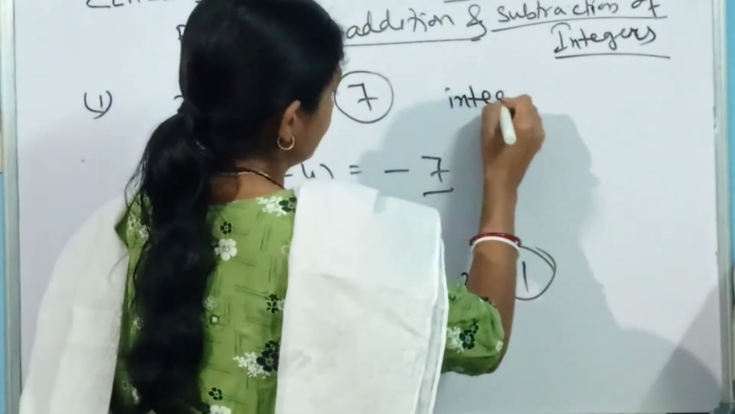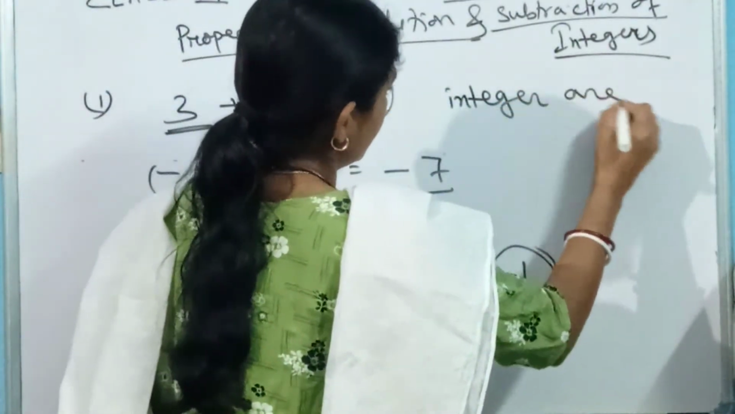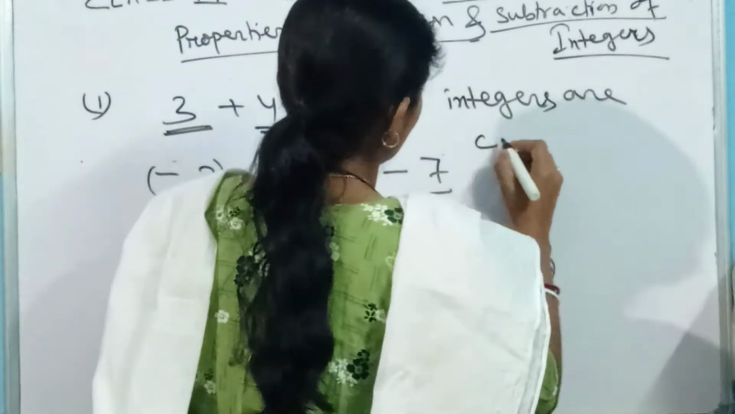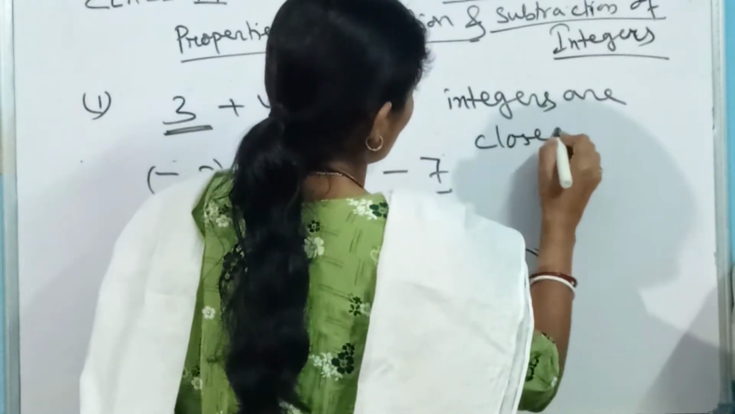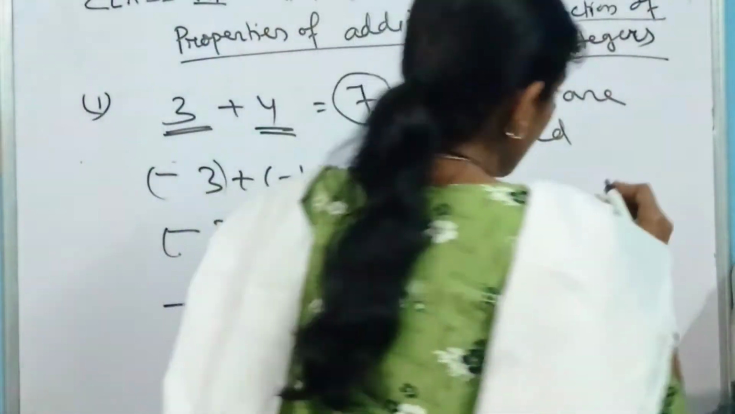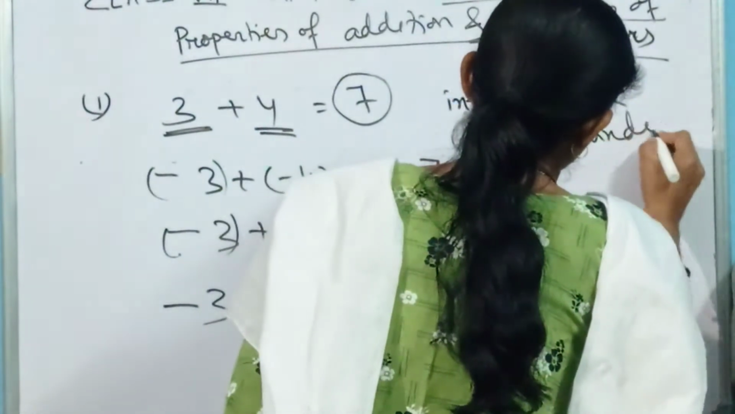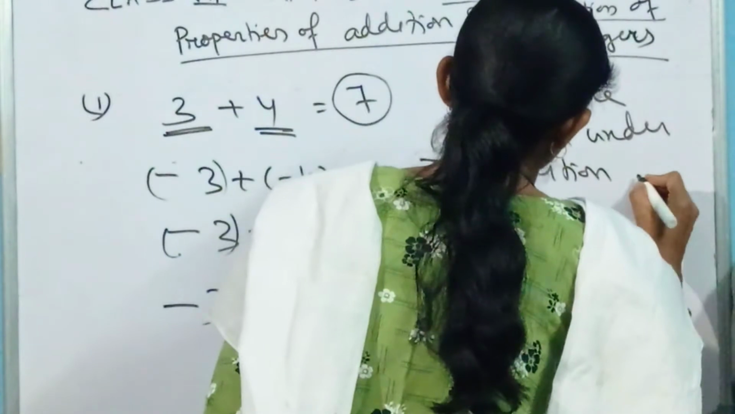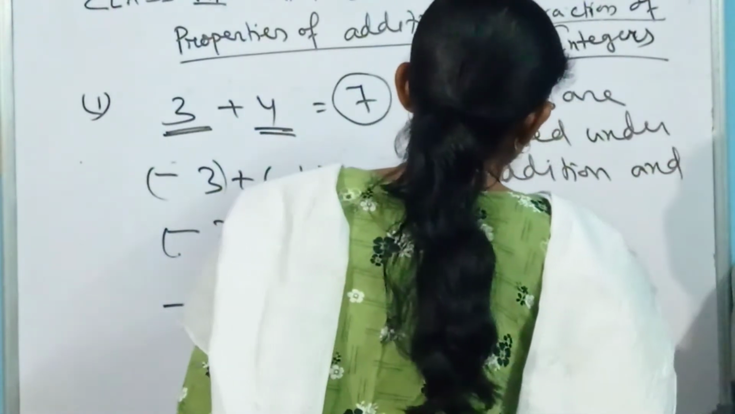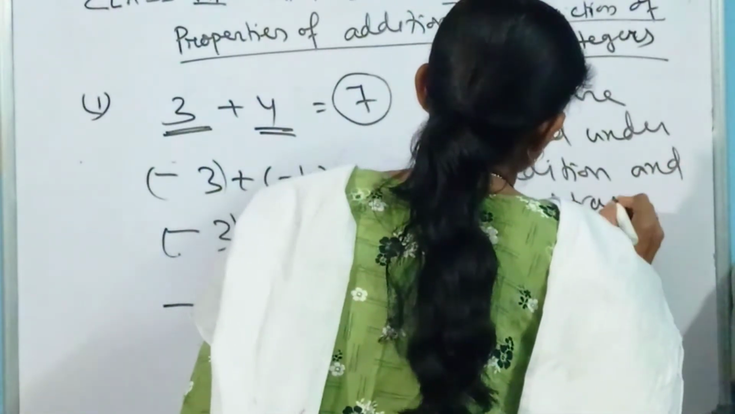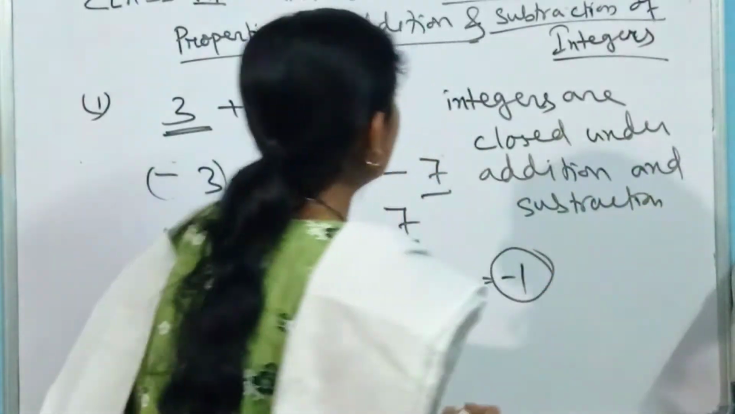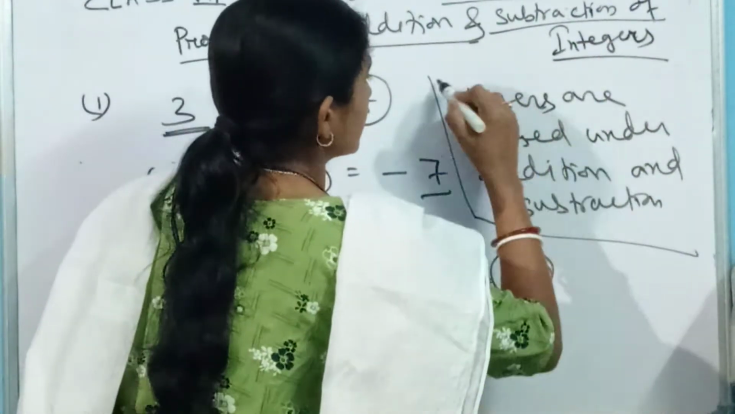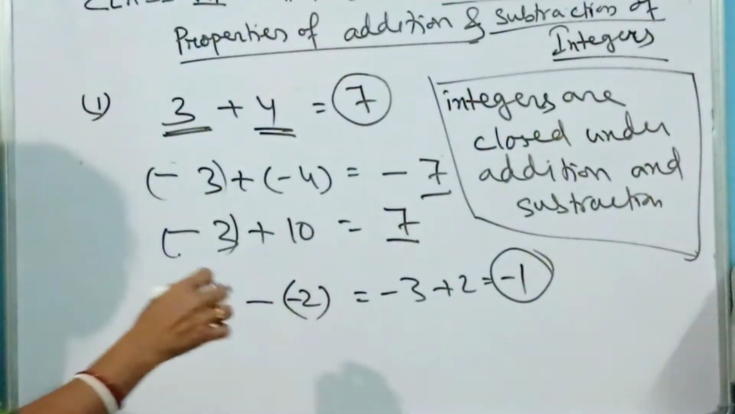Integers are closed under addition, in both the operations, addition and subtraction. So what you can say, that integers are closed under addition and subtraction. I have shown this one with the example.